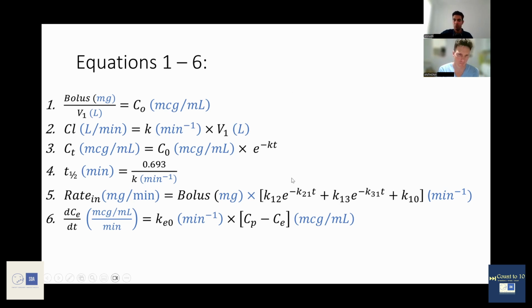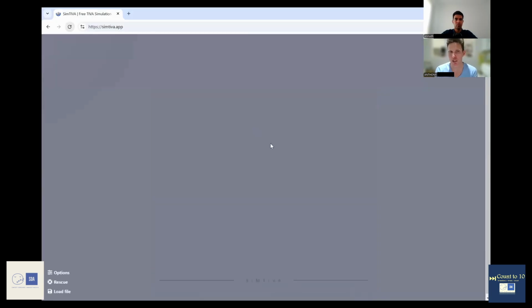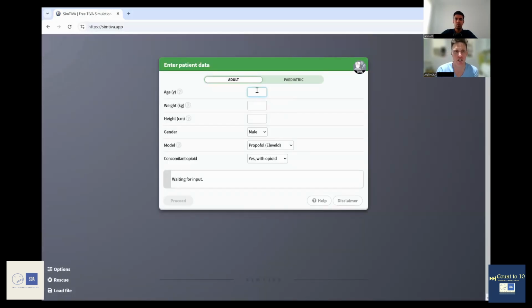And so then we can talk about the Schneider model and plug in the examples to then SimTiva as well. Yeah, well, why don't we go back to SimTiva, and why don't we just ask the Schneider model to do exactly the same thing. So we've got a 20-year-old. We'll keep them at 20. We'll say that they're 88 kilograms, just because that's what it was in the first place. Let's say they're 188 centimeters tall, which means they're about BMI 25. Let's keep them male, and let's go Propofol Schneider.